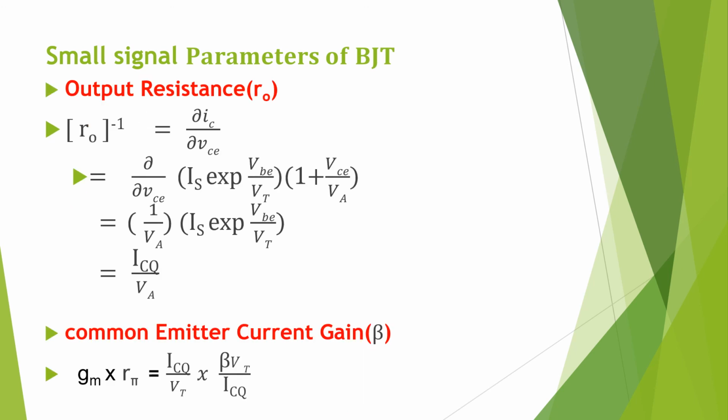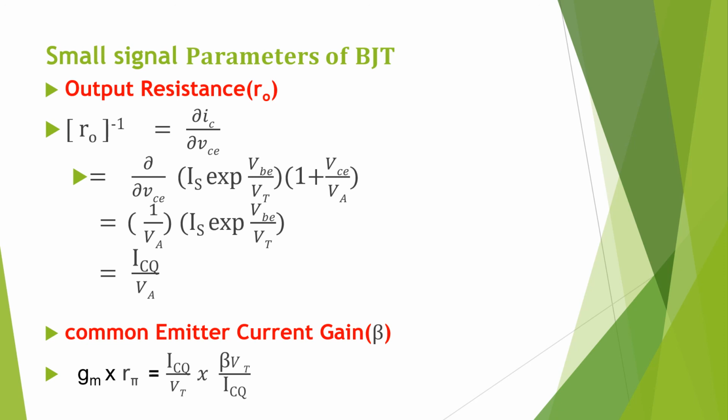The last small signal parameter of BJT is the output resistance R0. We already know that R0 is the resistance, so voltage by current is the resistance. Here inverse of R0 is equal to the change in collector current with respect to VCE. If we differentiate IC with respect to VCE, what will we get? That is IS exponential of VBE by VT into 1 plus VCE by VA, which is nothing but the collector current. Actually, collector current is independent of VCE.